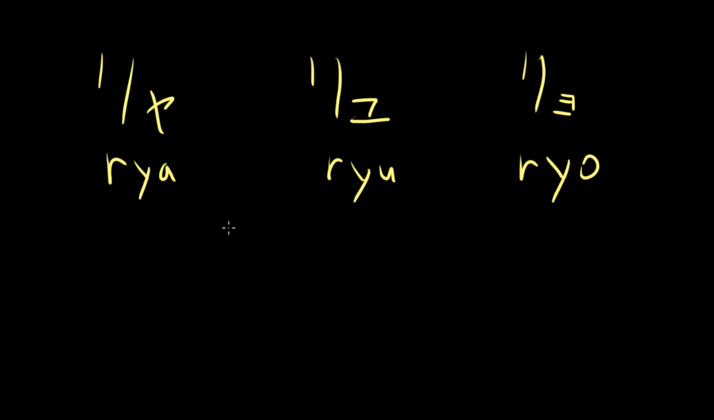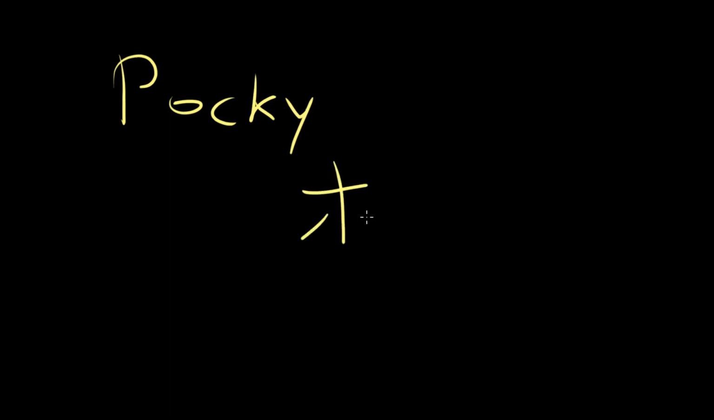There's the small tsu. So remember in hiragana, small tsu kind of doubles up the consonant sound that follows. So there's a Japanese brand called Pocky. Maybe you've heard of it. I guess in English it's just written Pocky. In katakana they write pot with a small tsu, with a ki, and this line thing. You may have seen it.